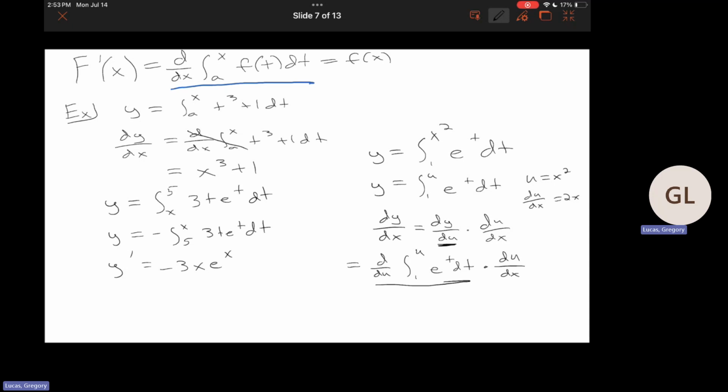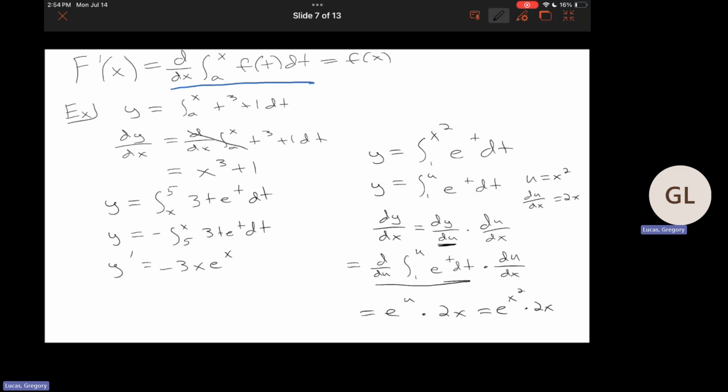So what this is telling us is, I showed a lot of work to get here, but I can just plug in whatever my function is. So in this case, I have e to the u times du dx, which is 2x. So this is just e to the u times 2x. And we said u is x squared. So we have e to the x squared times 2x.